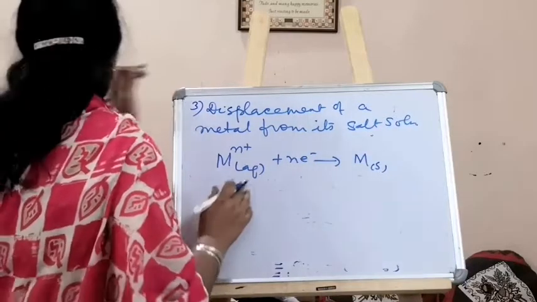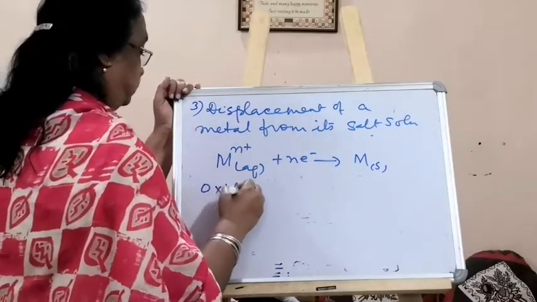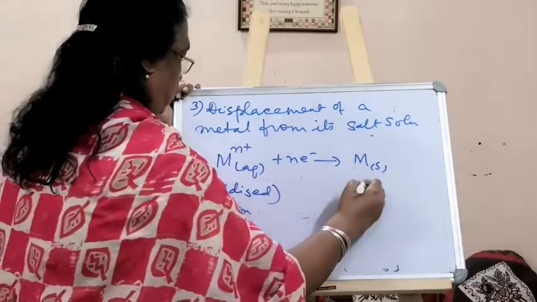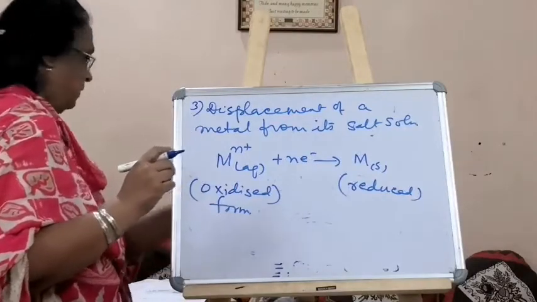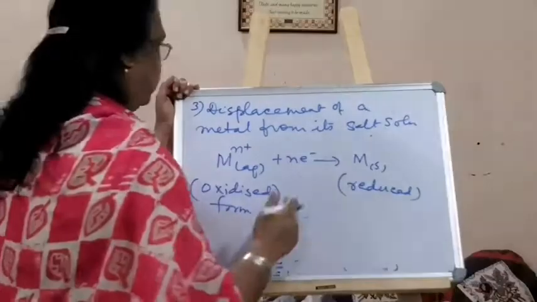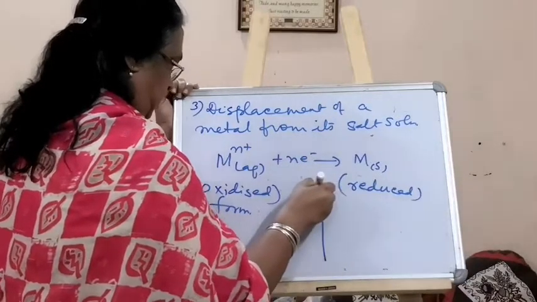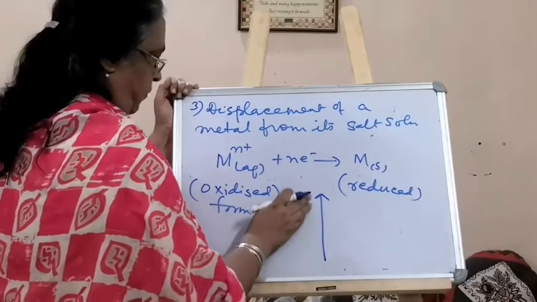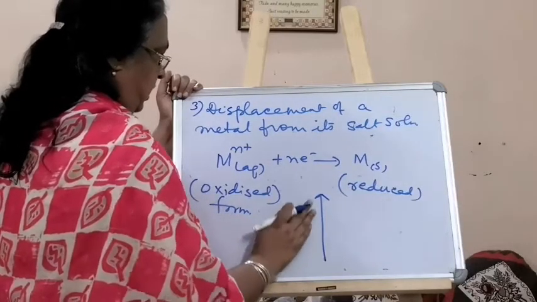So this is your oxidized form, and this is your reduced form. In the solution we have this, they gain electrons. If we move from bottom to top, we will have a more reactive metal. The reduction potential will decrease, so reactivity is more here.